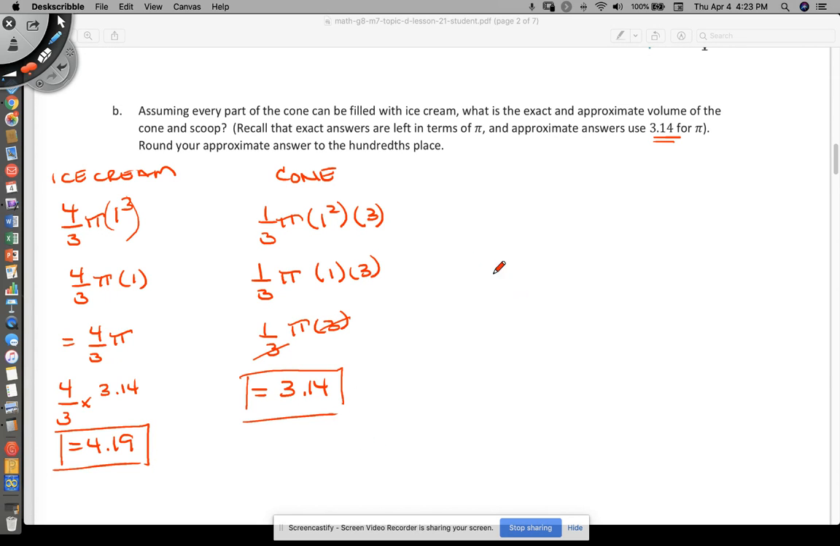All right, now I'm going to go ahead and add these together. I'm going to say 4.19 plus 3.14 is going to give me 7.33 inches cubed. And that's my final answer. All right, let's go on to the next one.